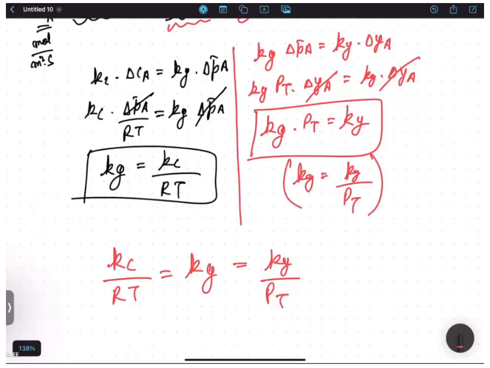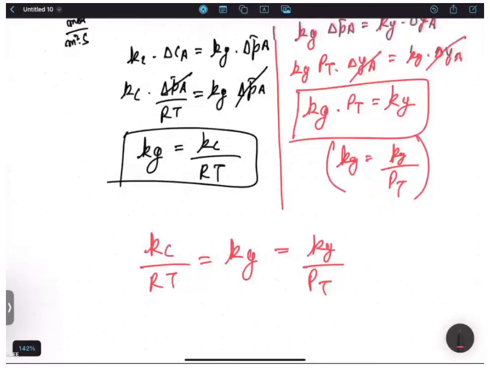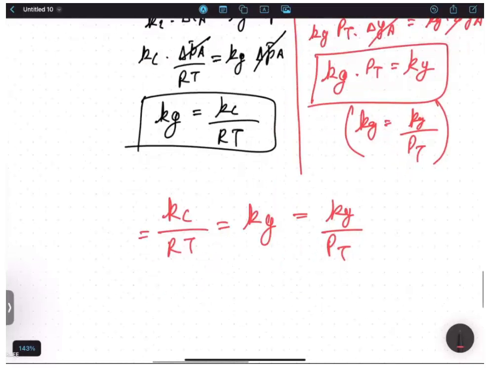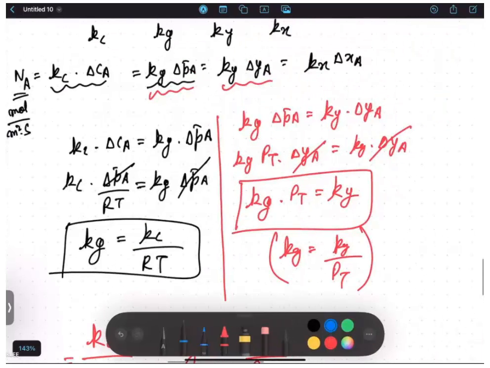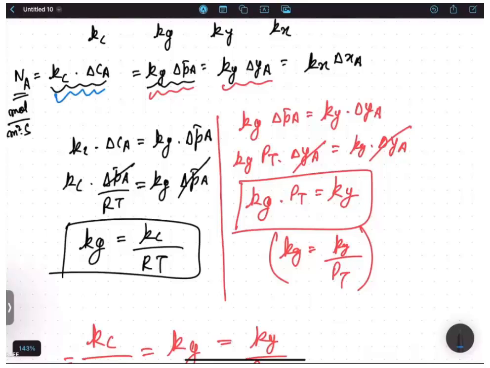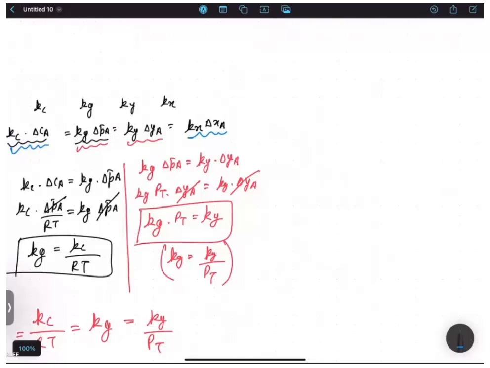Okay. Now if you want to write it in terms of Xa, like Kx also, for that, what you have to do? Let us take these two. Just find out the relation between this and this. Okay. So your Kc into delta Ca will be equal to Kx into delta Xa.